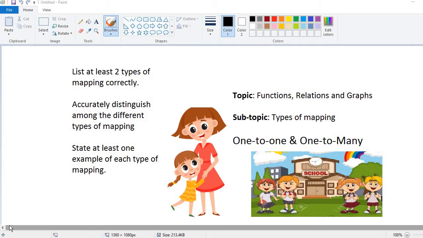So, today we're going to be looking at two types of mapping. It's one to one and one to many. So, for our objectives for today, we're going to be able to list at least two types of mapping correctly, accurately distinguish among the different types of mapping, and state at least one example of each type of mapping. So, let's go.